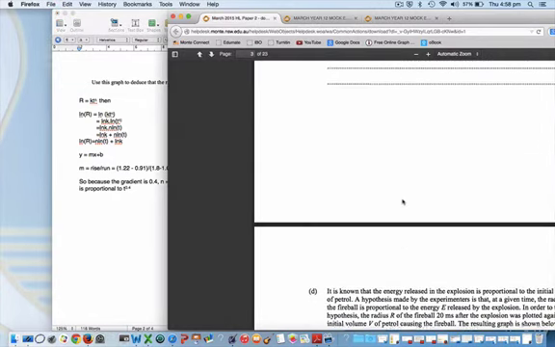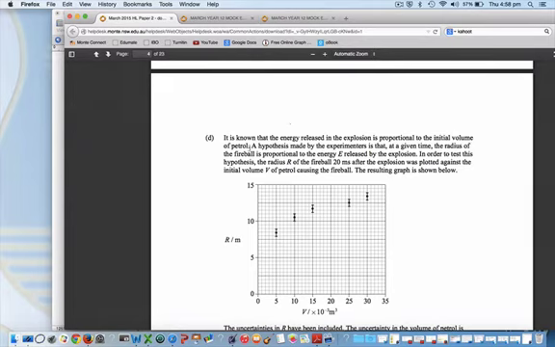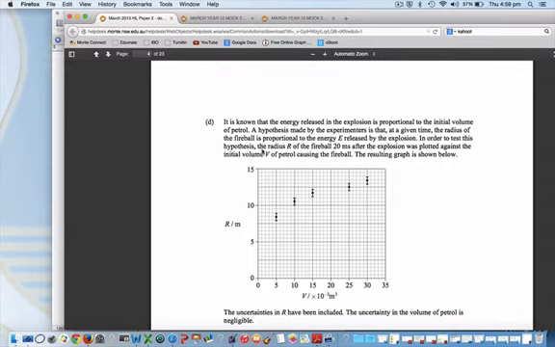Alright, let's move on now to part D, where it says, it is known that the energy released in the explosion is proportional to the initial volume of petrol. A hypothesis made by the experimenters is that at a given time, the radius of the fireball is proportional to the energy E released by the explosion. In order to test this hypothesis, the radius R of the fireball 20 milliseconds after the explosion was plotted against the initial volume V of petrol causing the fireball. The resulting graph is shown below.